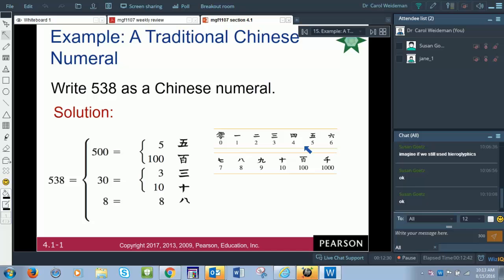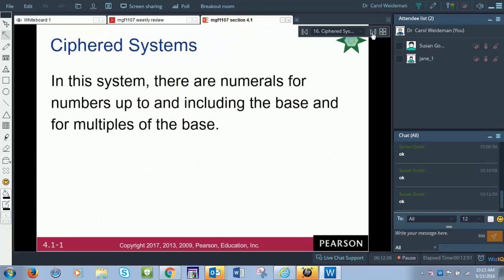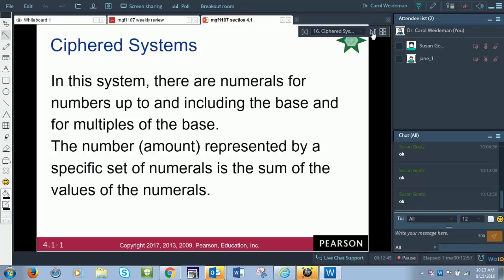Okay, I think that's the only example I have on the Chinese. So that's a multiplicative system. Now a ciphered system has numerals for numbers up to and including the base, and then multiples of the base. And the number is represented by a specific set of numerals that's again a sum.